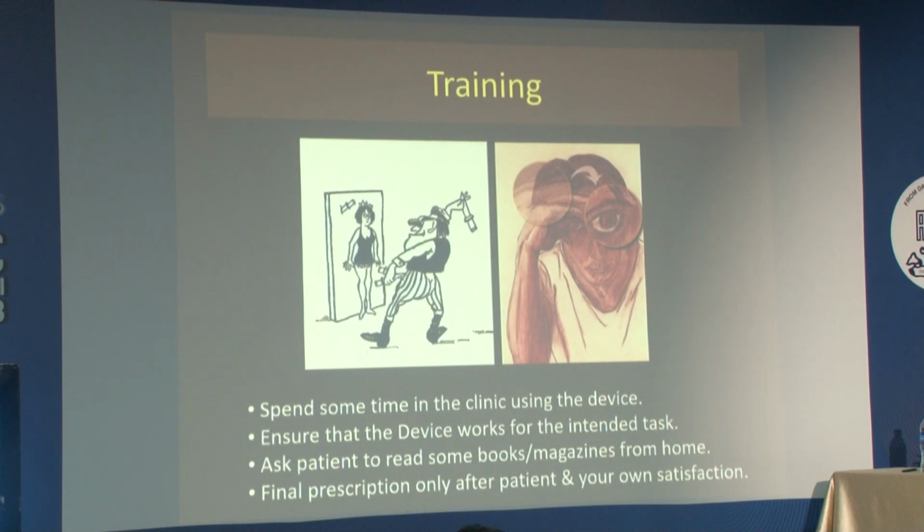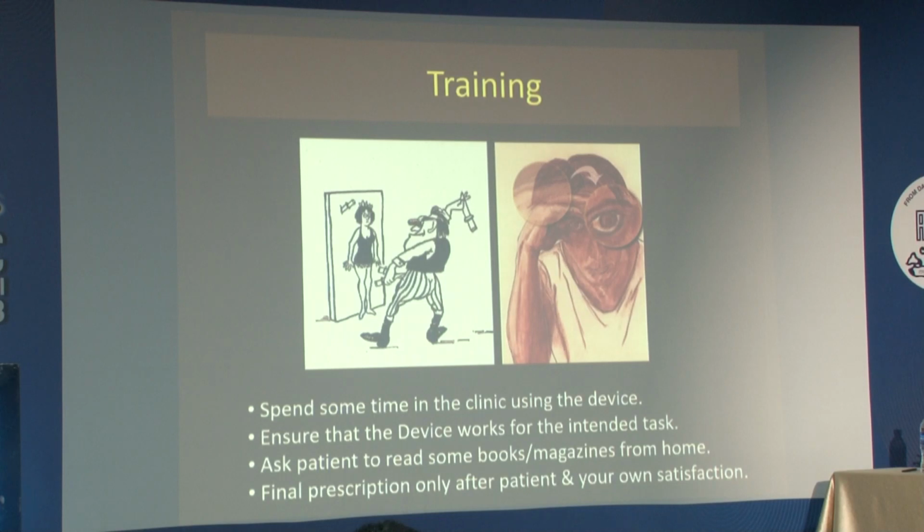Telescopes are very expensive. 15,000, 20,000, the cheapest one are about 8,000. So it is important that you train the clients. So spend some time in the clinic with the patient and ask him to use the device in front of you. Take him out on the street and make him use a telescope in the street, identifying street signs, street lights maybe, and ensure that the device works for the intended task.